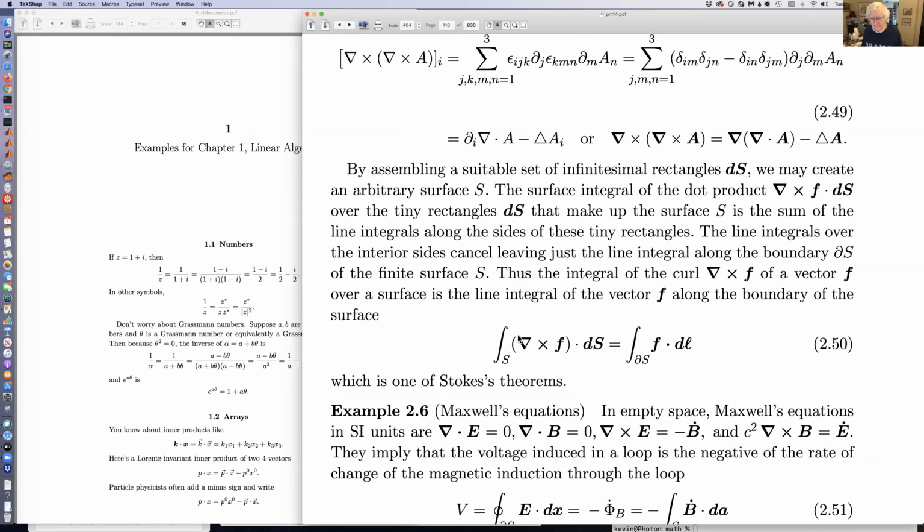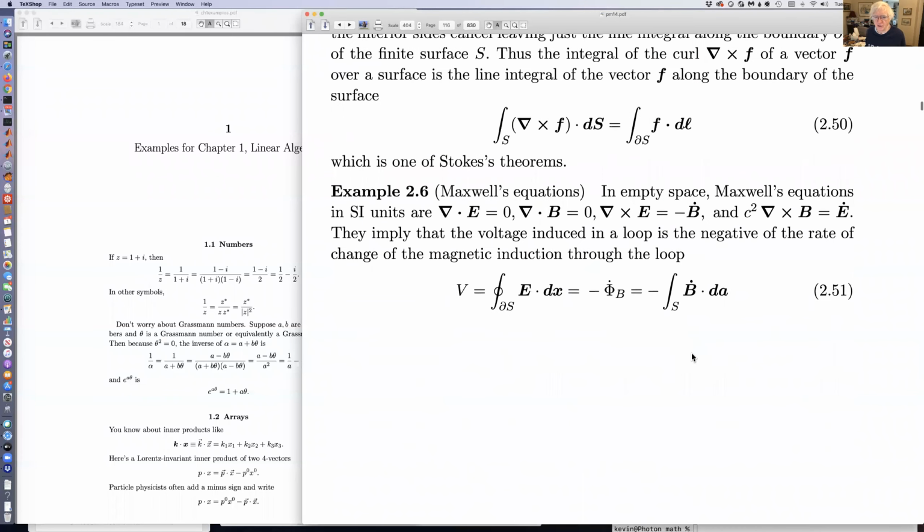And so the curl of f dotted into the surface element is the integral of f around the infinitesimal rectangle. And then when you add these things up, they all add however they must. In other words, if you have a little rectangle there and another rectangle there, then the first rectangle will have this line integral on the right side going up, but the rectangle on the right will have on its left side an integral going down. So these two cancel. So you wind up only with the integral of f along the perimeter, which is one of Stokes's theorems.